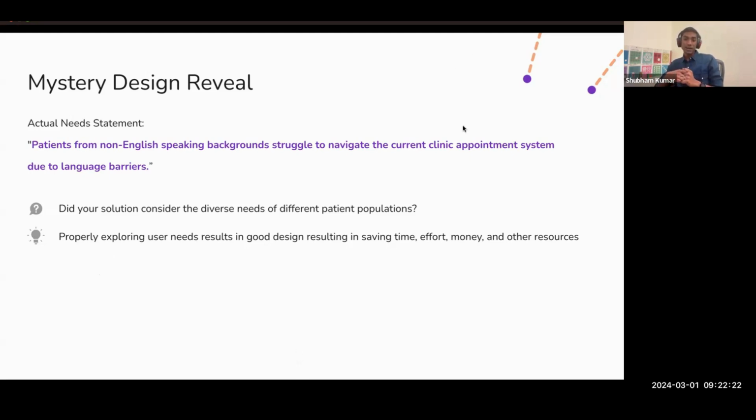The takeaway from this activity is that it's important to focus on design early on, because good design saves you time, effort, money, and other resources. It doesn't get moved to development or get tested, because all of that is futile if you do not design it correctly. So that's the mystery design activity for you. Let's move to the next slide.